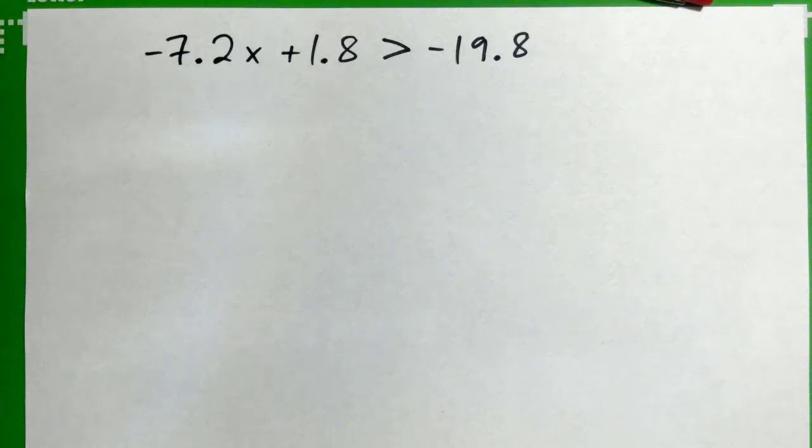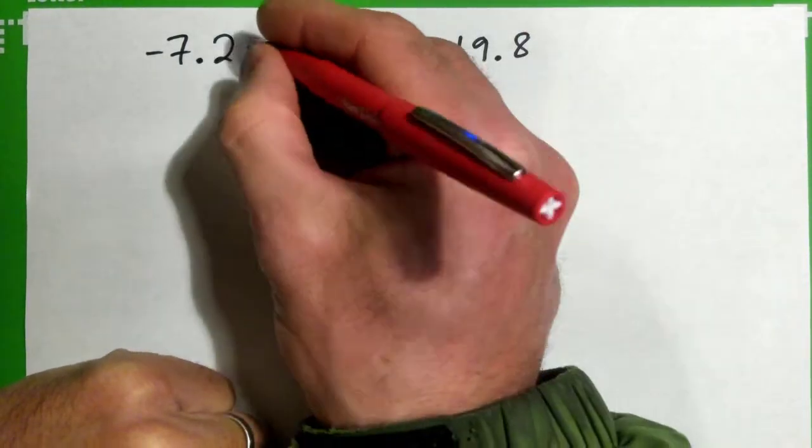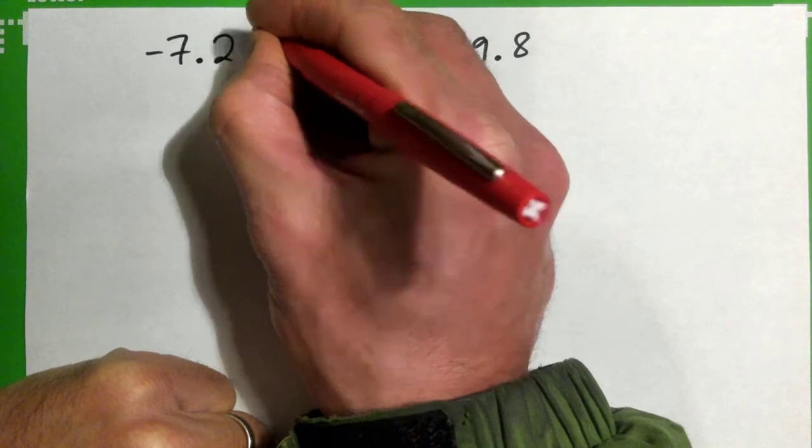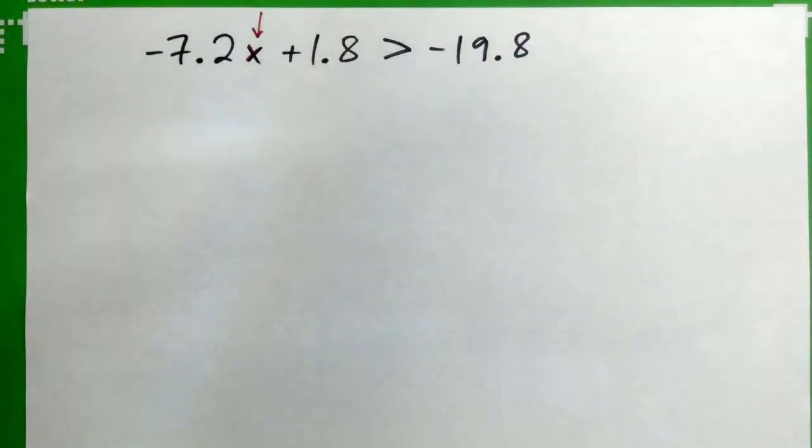Alrighty, so we've got negative 7.2x plus 1.8 is greater than negative 19.8. So we have to solve for x. We have to get the x on its own. This is an inequality because it has an inequality sign and not an equal sign. It's not an equation, it's an inequality.